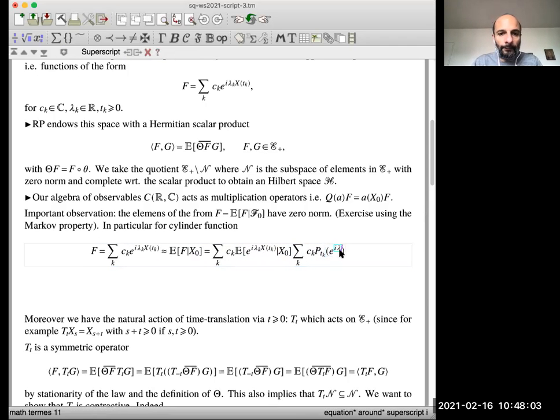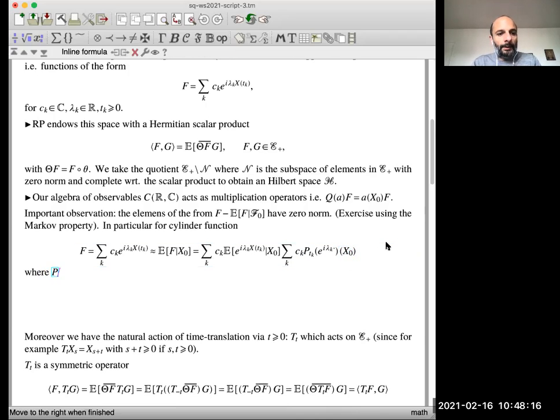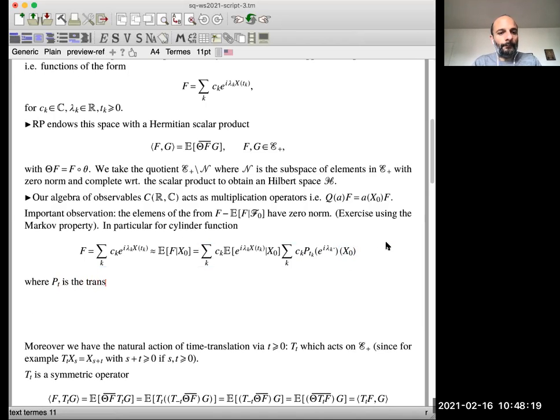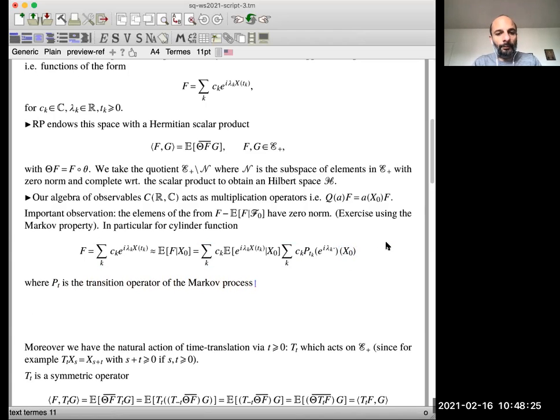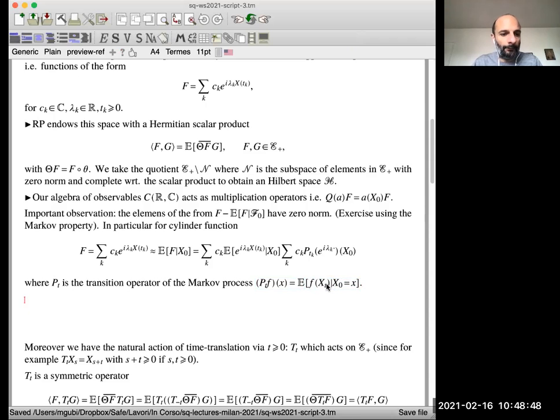If you know something about Markov processes, you could say, okay, this is just this, where PT is the transition operator of the Markov process. You could imagine that any Markov process with the property I told you has a transition operator, which takes a function and gives you the average of the function with respect to the process, given that you start the process at x. Let me just write it formally like this.